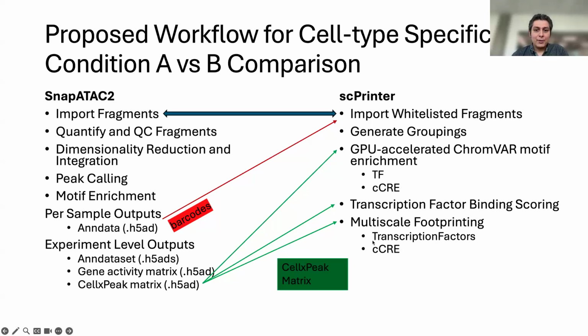The last two things that happen here kind of go hand in hand and are really where I think scPrinter shines. It's their transcription factor binding scoring combined with their multiscale footprinting. And this is applicable for both transcription factors as well as hypothetically candidate cis regulatory elements. A little bit more on this later. I'll come back to it.